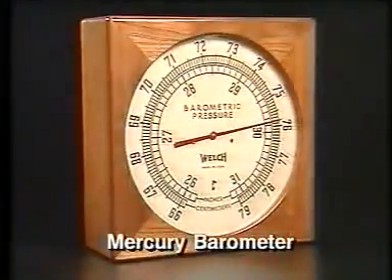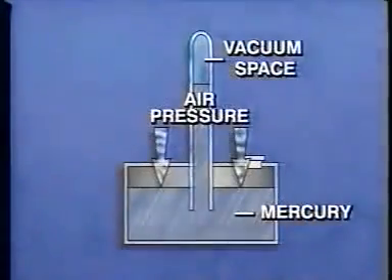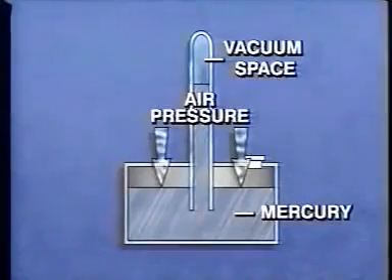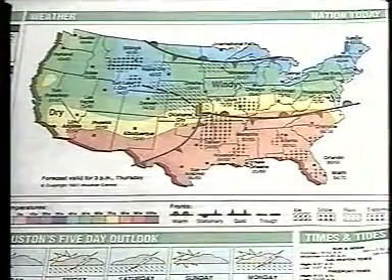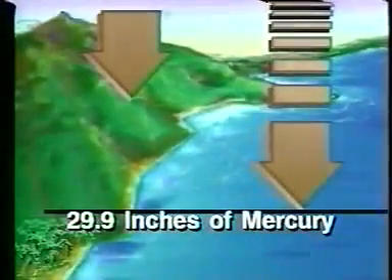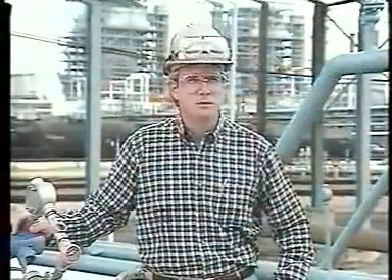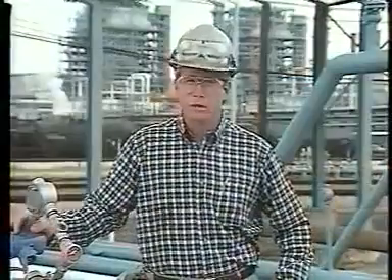Another instrument used to measure pressure is the mercury barometer. This directly measures the atmospheric pressure. Its units are inches of mercury. As you know from weather forecasts, atmospheric pressure varies with the weather conditions. Normal atmospheric pressure at sea level is 29.9 inches of mercury. That's equal to 14.7 psi. This is a measure of absolute pressure, that is, total pressure on the surface of the Earth at sea level.